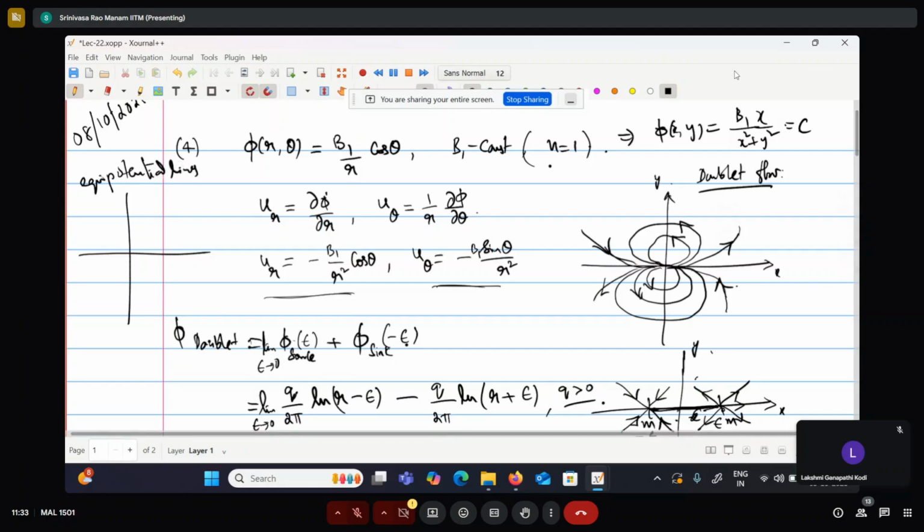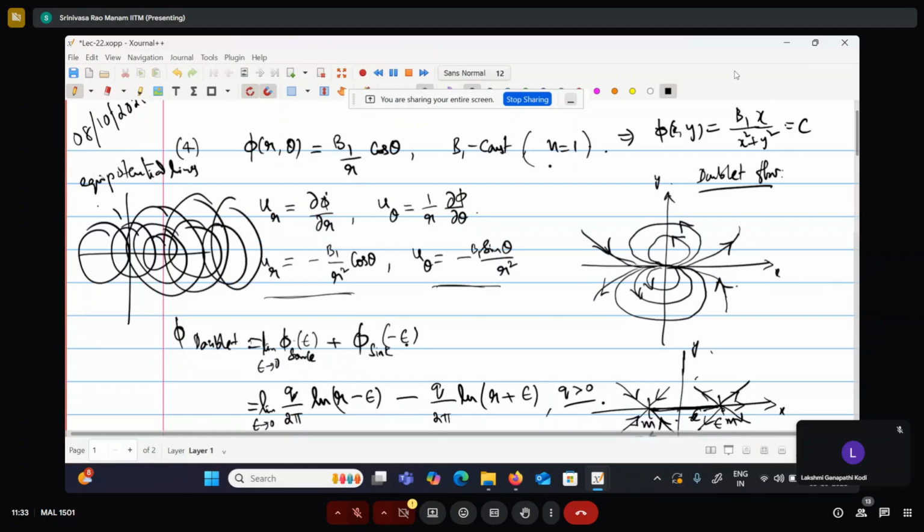So what is this one? This is equal to constant: x square plus y square equal to some b1 by c into x, right? So that constant you can absorb into x square. That is actually a circle equation, no? So you basically have circles. Whatever the circle radius may be, that increases. So those are your circles.